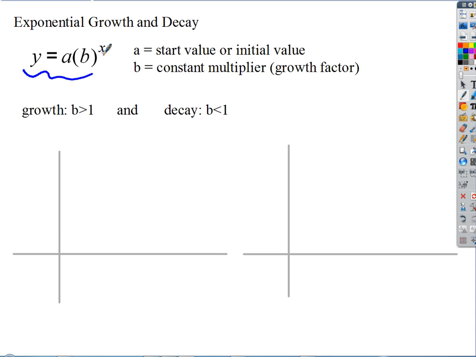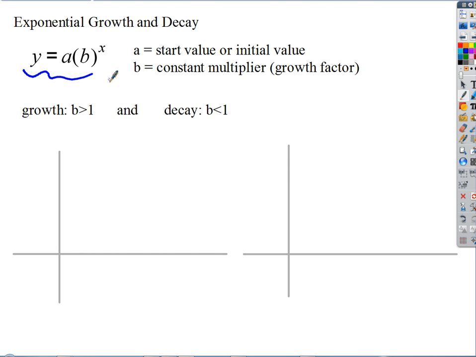Okay, what do these things mean? Well, the number out front, the multiplier out front, that's called the start value or the initial value. So when we look at these examples, that's going to be when we start keeping track, when time is equal to 0, the first year 0 or second 0 or whatever we're measuring time in. When we start measuring, that's the value of the quantity that we're looking at.